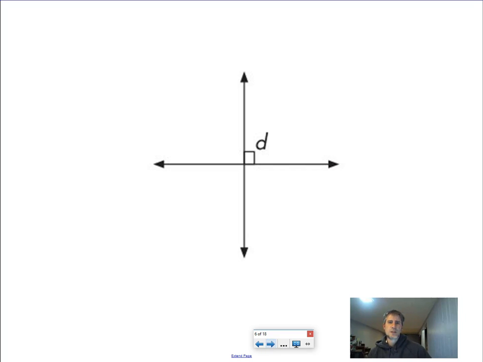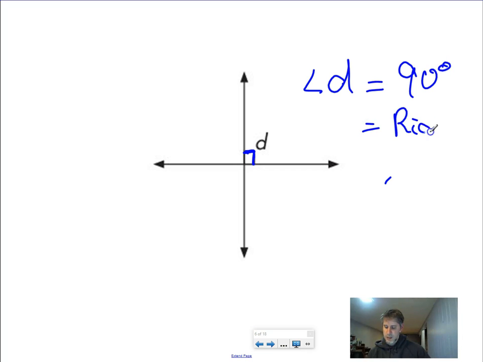Now, lastly, this is your last angle that you're going to be answering. What kind of angle would you say is D? The key there that I pointed out is this little box that forms. You just say that angle D equals 90 degrees, which is the same as saying it is a right angle.